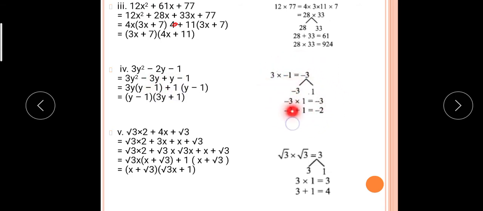In this way write the factorization and then solve the question. Why? Because then mistakes will not happen.